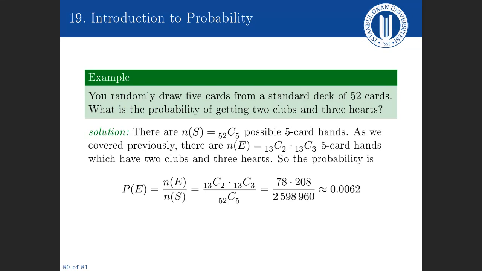One final example. You randomly draw 5 cards from a standard deck of 52 cards. What is the probability of getting 2 clubs and 3 hearts? The first thing to ask is, how many different ways are there of choosing 5 cards from a total of 52? We know this, we've done our combinatorics, there's 52 C5 different ways to get 5 cards from a total of 52.